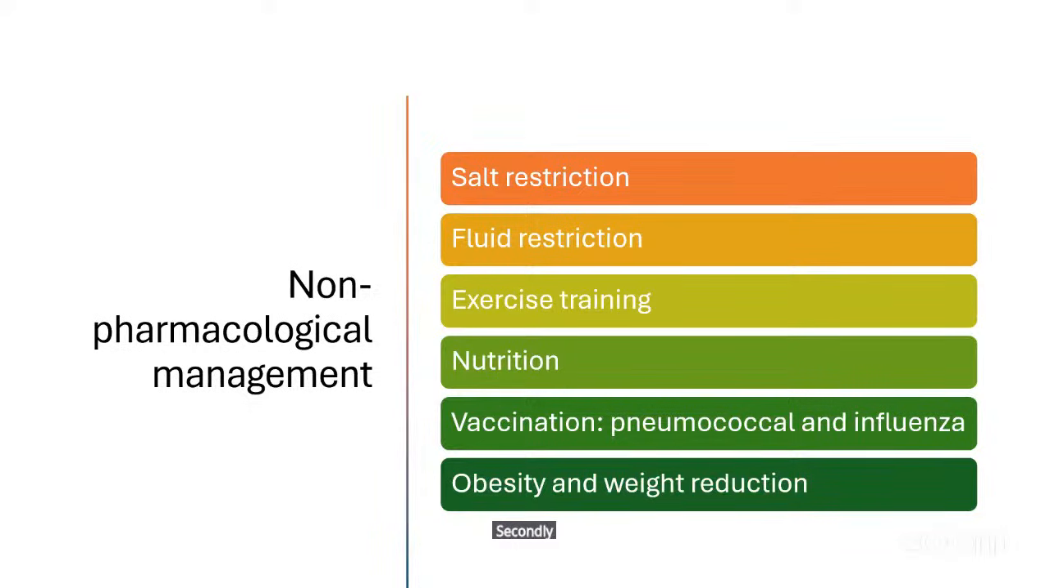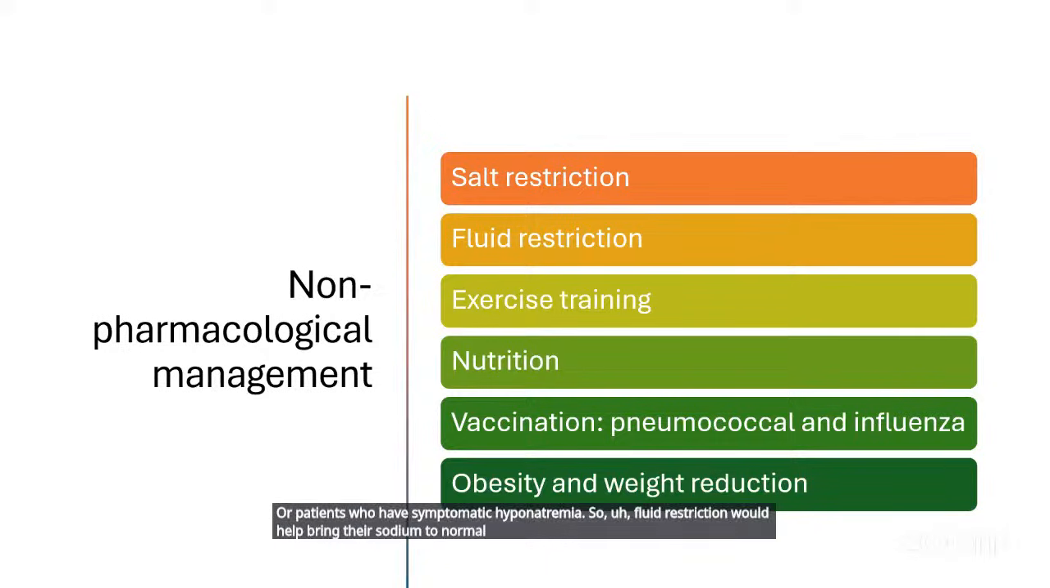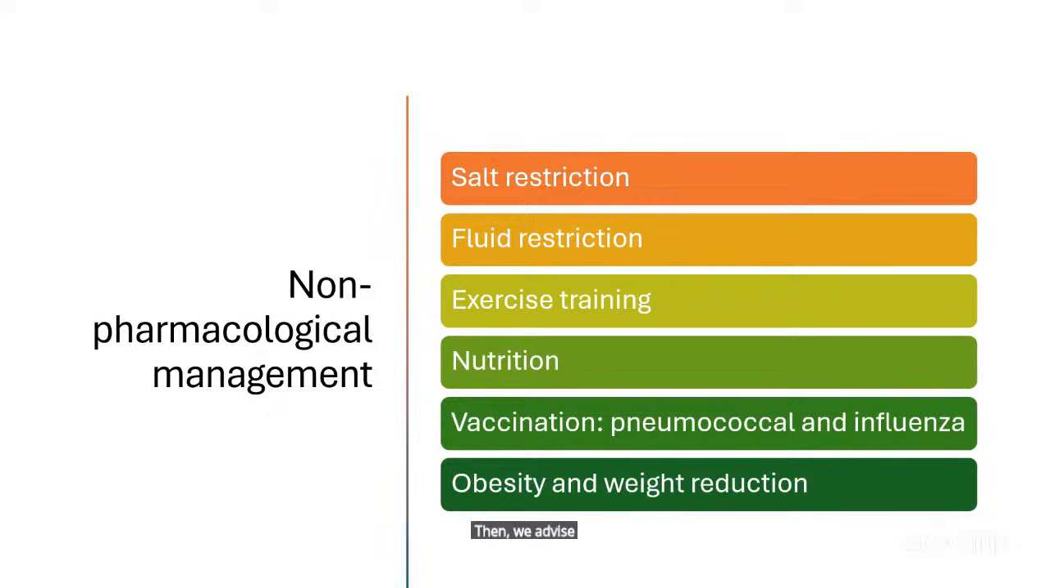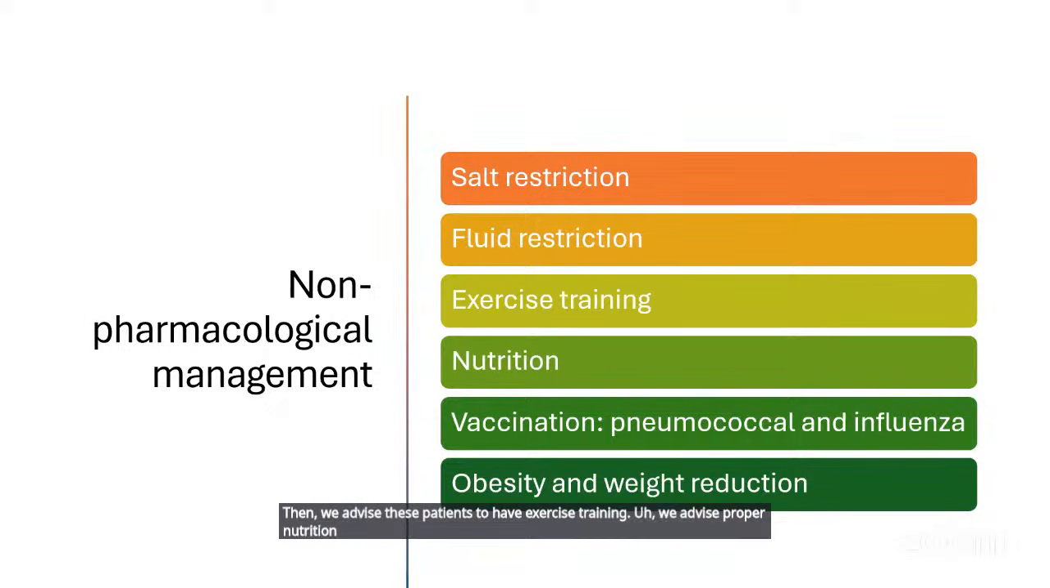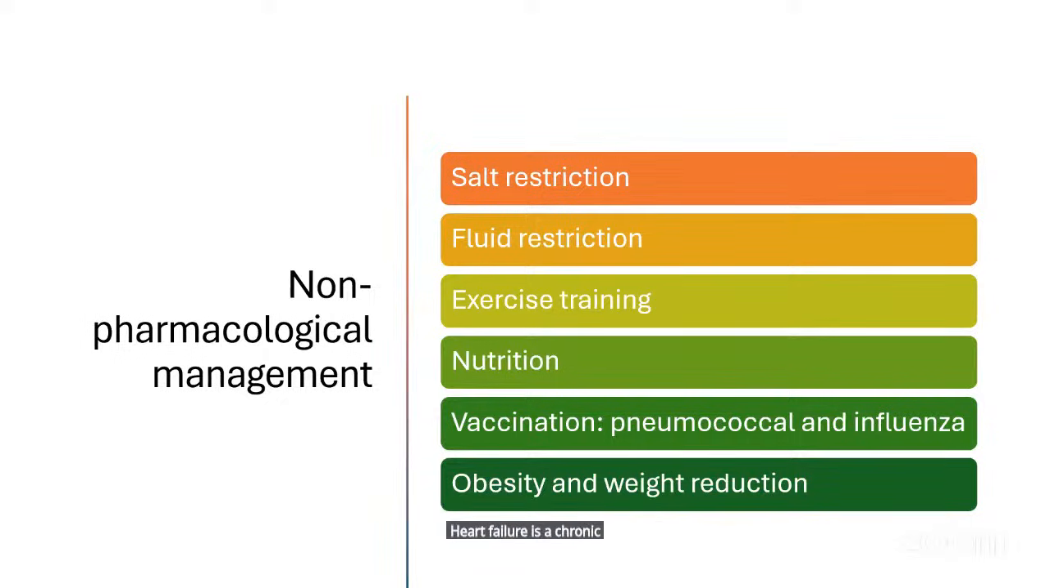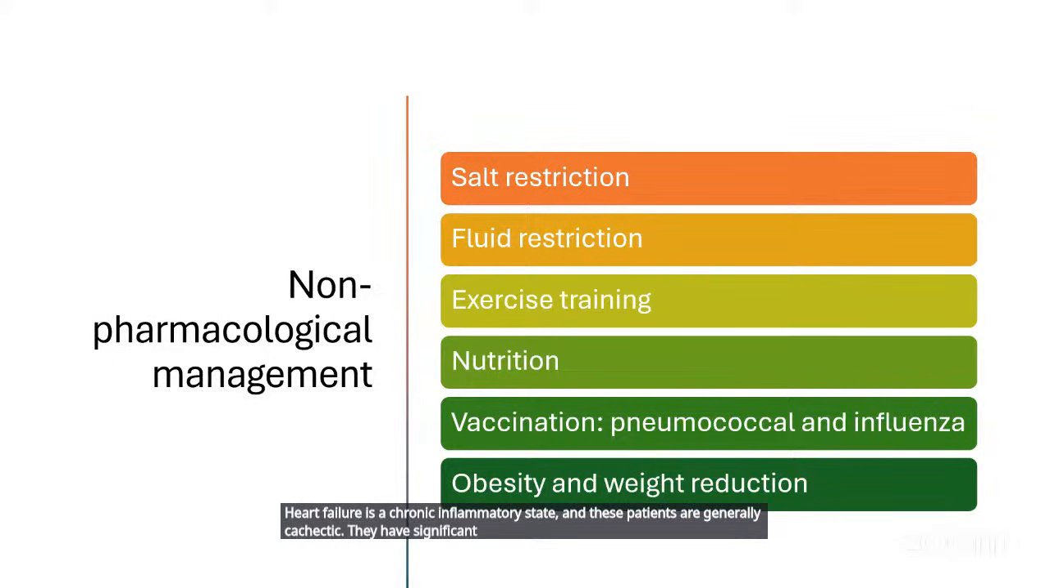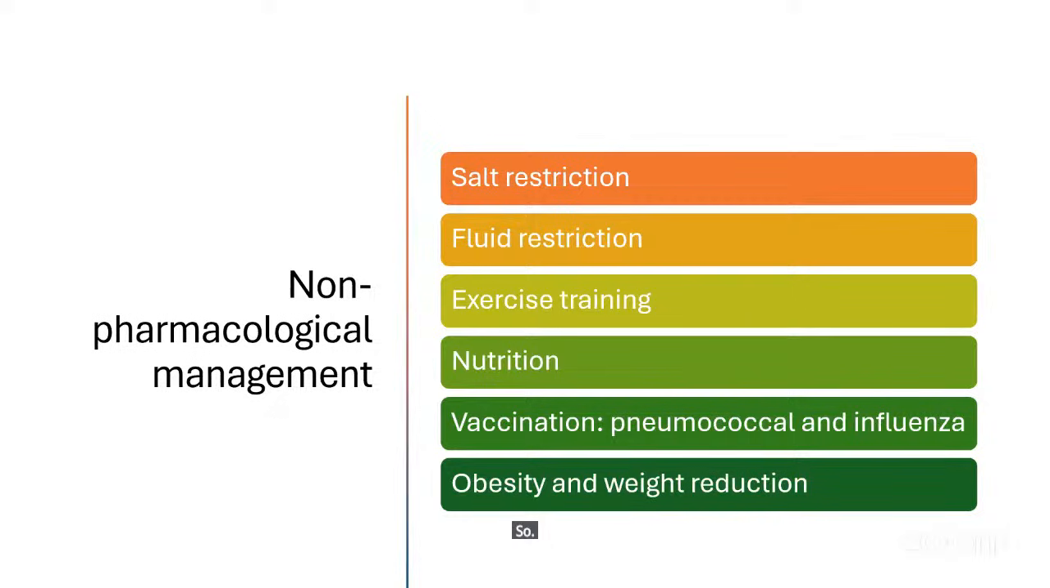Secondly, we ask these patients to restrict fluid in their diet. This is very important, especially in patients who are fluid overloaded or patients who have symptomatic hyponatremia. So fluid restriction would help bring their sodium to normal levels. Then we advise these patients to have exercise training. We advise proper nutrition because often heart failure is a chronic inflammatory state, and these patients are generally cachectic. They have significant weight loss. So nutrition is very important.